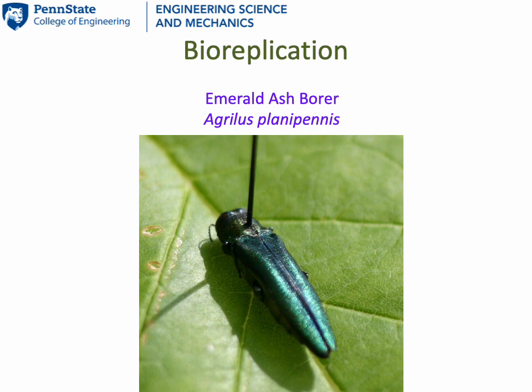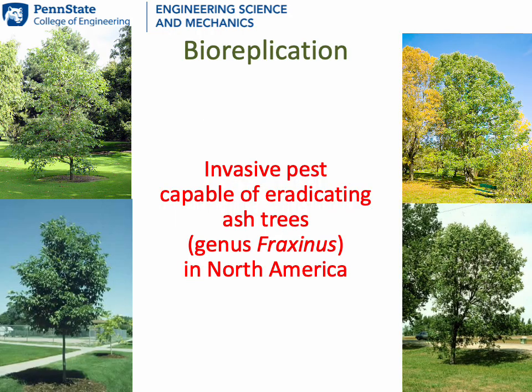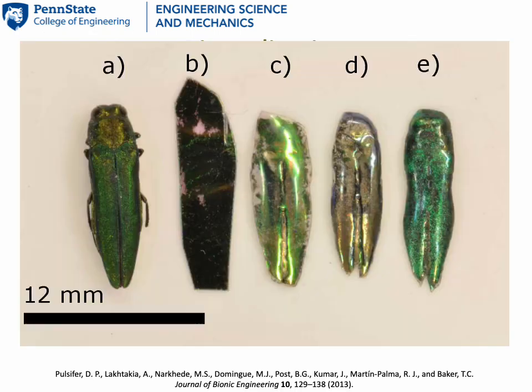A real success of bioreplication came in the fight against the spread of infestation of emerald ash borers. This pest species from northeast China is decimating ash trees of some 25 species in both the United States and Canada for just about a quarter of a century.